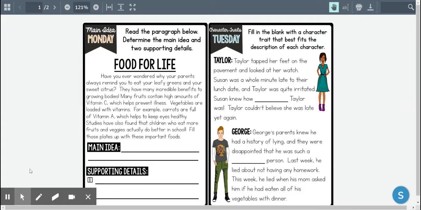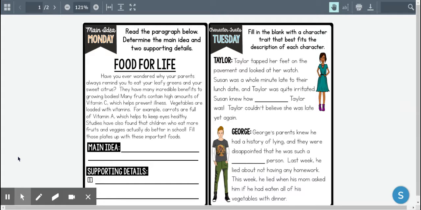Hi, everybody. I am going to explain our reading skill of the day for the third week, May 4th through May 8th. Main idea Monday, just like the previous 2 weeks, we'll start with a paragraph and you are supposed to list the main idea.